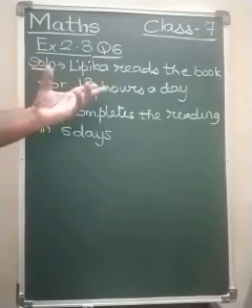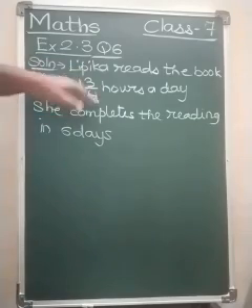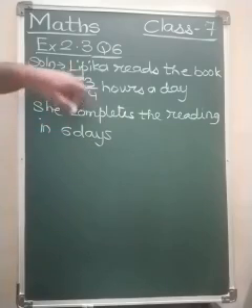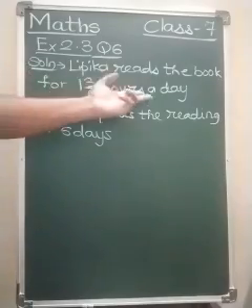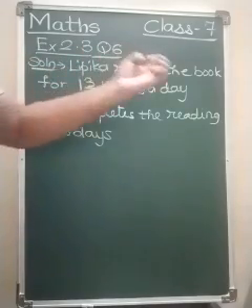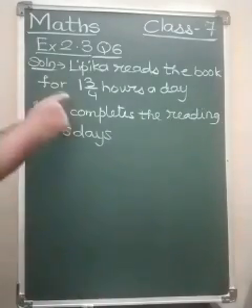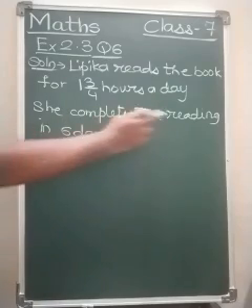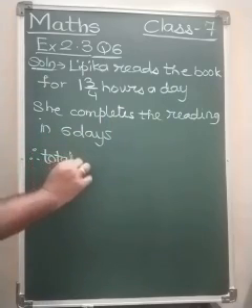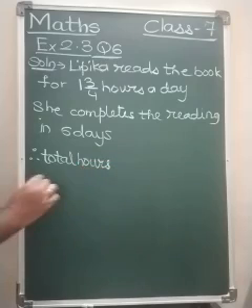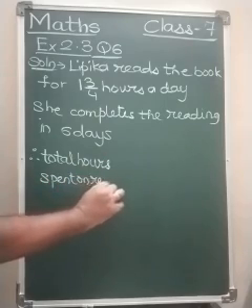How many hours were required by her to read the book? First day 1 3 upon 4 hours. Second day 1 3 upon 4 hours. So 2 6 upon 4 hours she has read. So 1 3 upon 4 is added 6 times, and addition of a number 6 times means multiplication by 6. So 1 3 upon 4 hours a day, she completes the reading in 6 days. Therefore, total hours spent on reading.